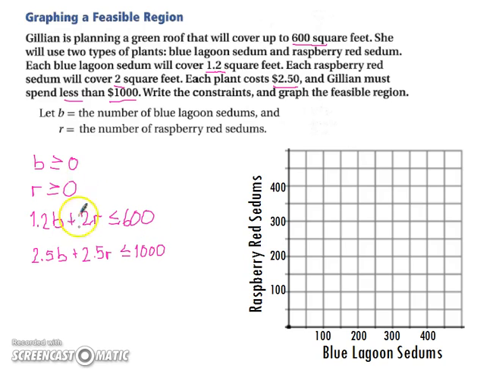So now we can graph the shaded region. I might suggest using your Y and X intercept, or you can think of it as your Raspberry Red intercept and your Blue Lagoon intercept, and draw them out that way. So take a moment, pause the video, and draw them out. When you return, there will be a graph.